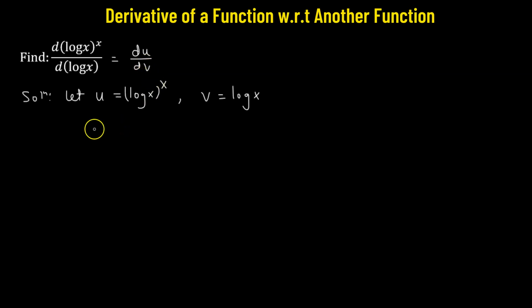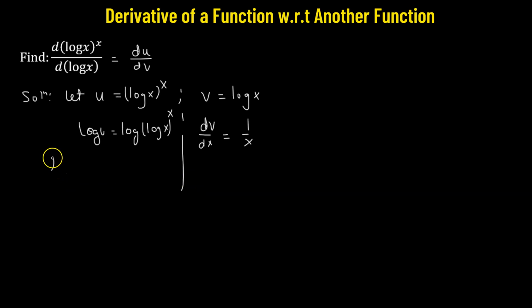Before doing that, we'll start by taking the derivative of u with respect to x and v with respect to x. Taking the derivative of v with respect to x is very simple because this will simply be 1 over x. But to find the derivative of u with respect to x, we'll have to take the logarithm first. So we'll consider log u equals log of (log x)^x.